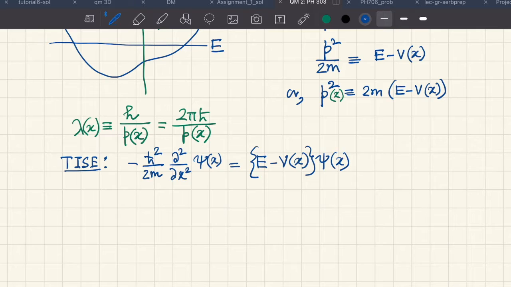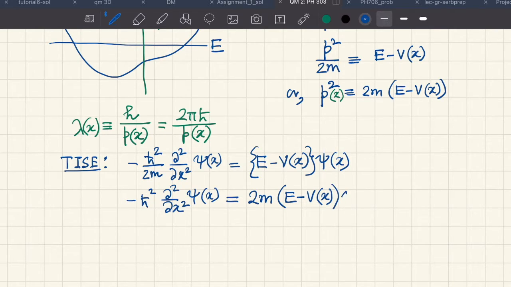So this can also be written as minus h bar squared ∂²/∂x² ψ(x) is equal to 2m(E − V(x)) ψ(x). But what is this object 2m(E − V(x))? This is nothing but my p²(x). So this is p²(x) ψ(x).